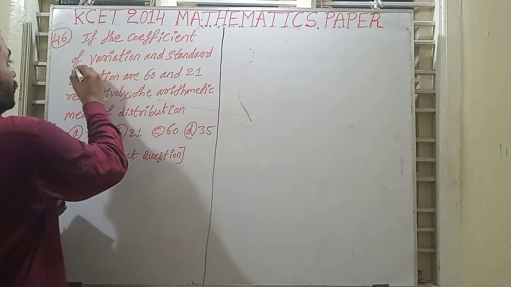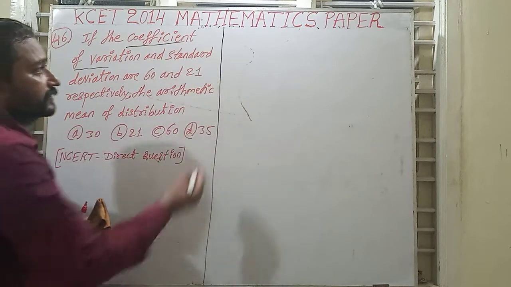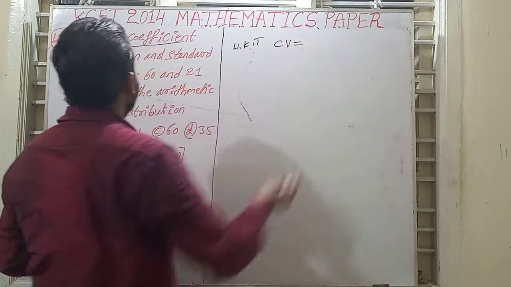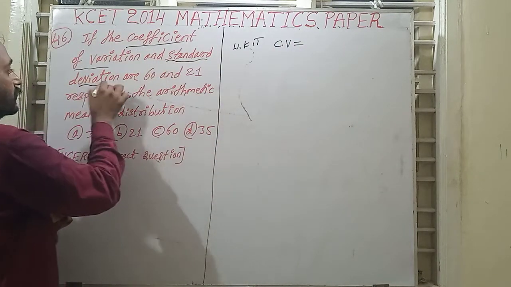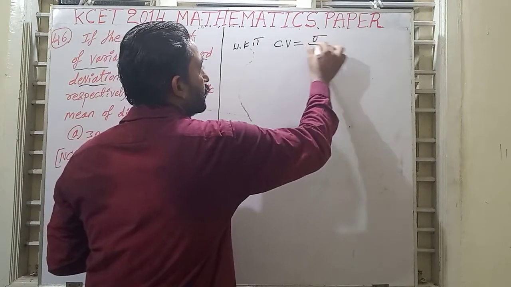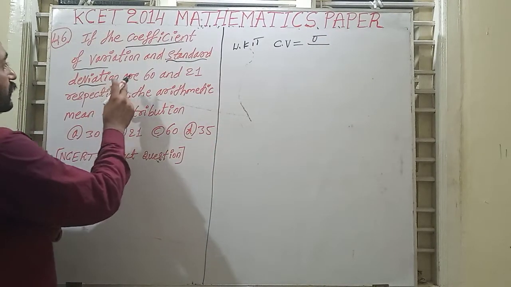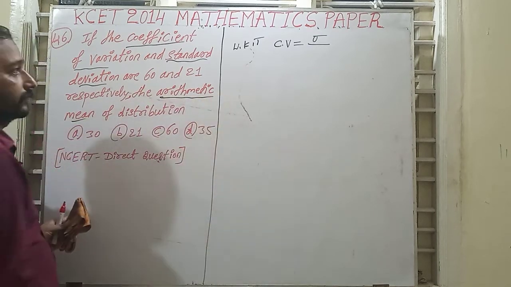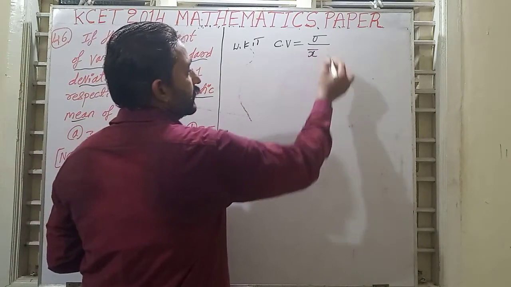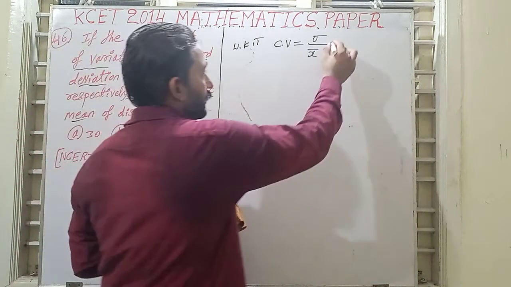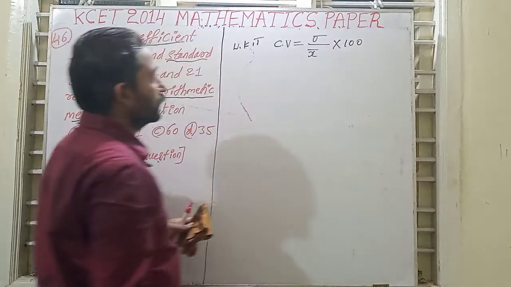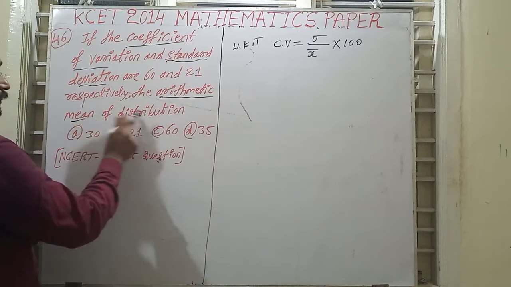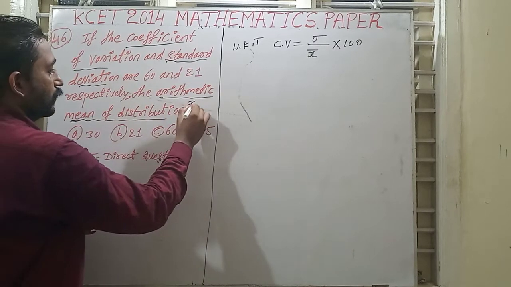On the basis of the coefficient of variation, what is the formula? We know that the coefficient of variation, C.V., is equal to standard deviation sigma divided by the arithmetic mean x bar, into 100. Using this formula we have to find the arithmetic mean x bar of the distribution. This is the question.